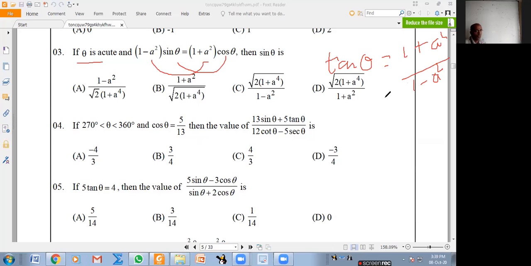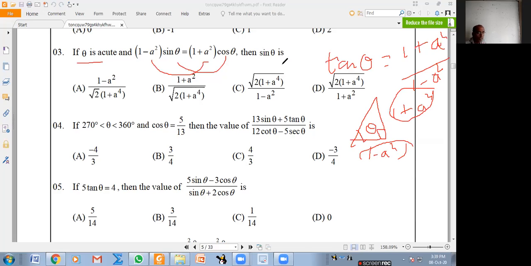I'm not using this sketchpad kind of thing. I'm just writing with the cursor, so my handwriting may not appear that good, but I think it is manageable for maths. So now if you take a right angle triangle, where this angle is 90, this angle is theta, the opposite side is 1 plus a square, and the adjacent side is 1 minus a square. Then tan theta is 1 plus a square by 1 minus a square.